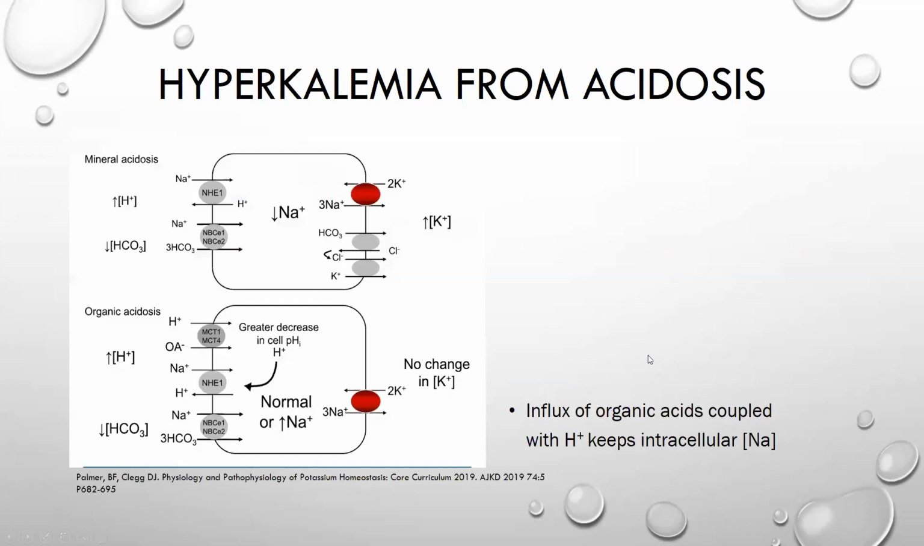Okay. This is what I essentially just talked about. The key distinction is over here. You have your influx of organic anions with hydrogen or proton, causing a decrease in cellular pH, right? With a sodium hydrogen exchanger maintaining an intracellular sodium concentration. Therefore, the activity of this pump over here is preserved. Hence, this is why we see more hyperkalemia from non-anion gap metabolic acidosis versus anion gap metabolic acidosis.